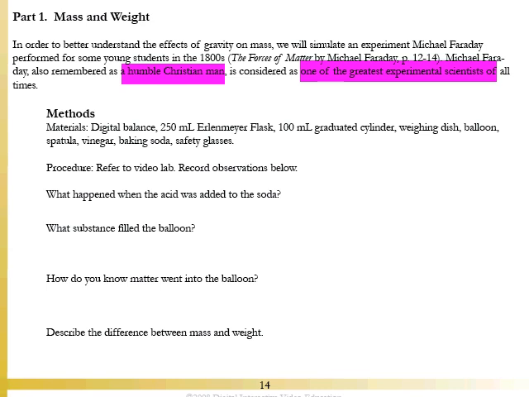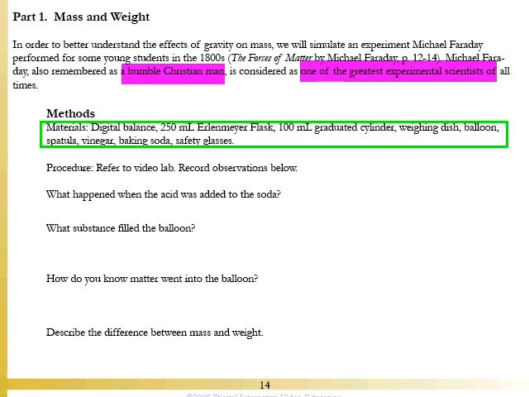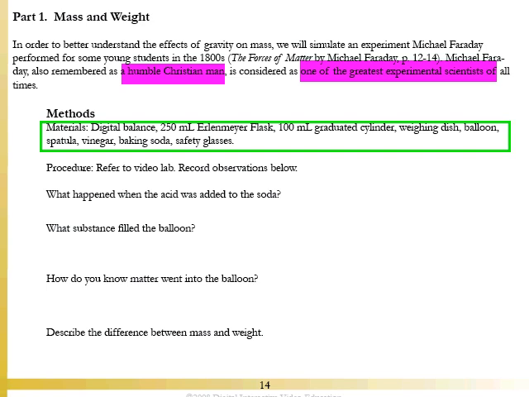And so take a look at your materials here. You need a digital balance, an Erlenmeyer flask, a graduated cylinder, a weighing dish, a balloon, spatula, vinegar, baking soda, and some safety glasses. Anytime you're working with potentially hazardous chemicals, vinegar, if that gets in your eye, that would be very painful, so you should wear some safety glasses. And also you're working with glass here with the Erlenmeyer flask.